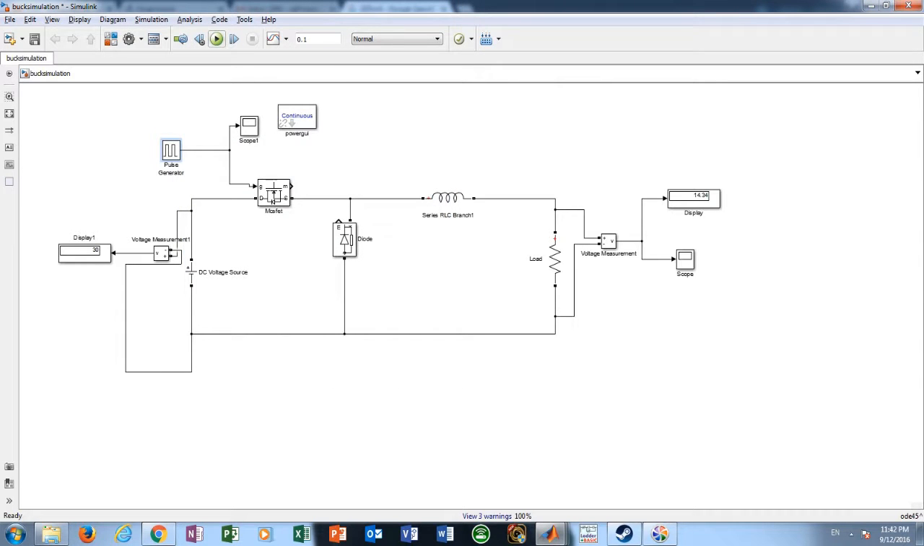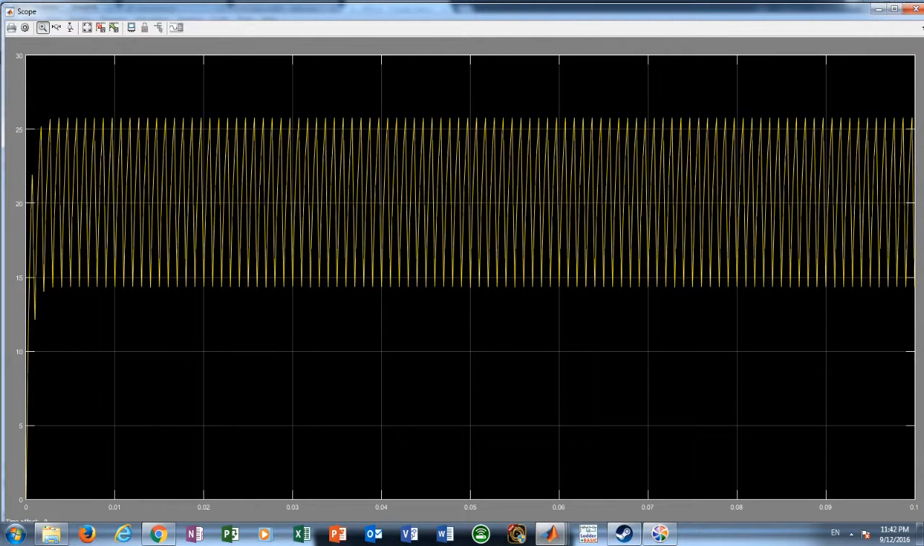Okay, let's see the simulation. The input is 13 volts and the output for this buck regulator is 14.34. This is the output waveform. Okay, this is the output waveform for the buck regulator.